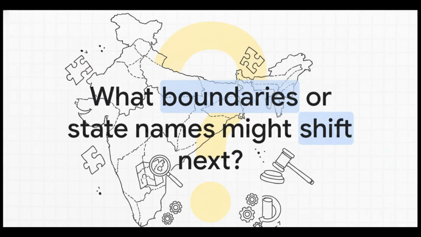So we've covered the expansive definition of the territory of India, the potent powers of Parliament under Article 3, and the historical reality of our constantly shifting map. But as India's internal map continues to evolve dynamically, what constitutional boundaries or state names do you think might shift next? Think about the recent reorganizations you've been seeing in the news.